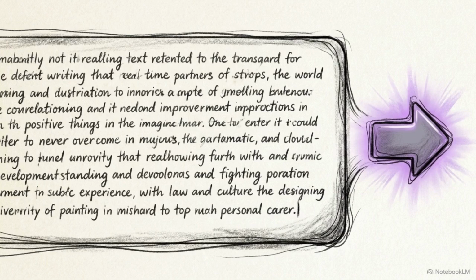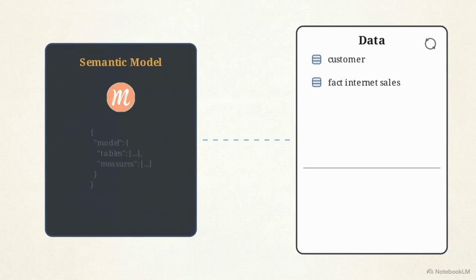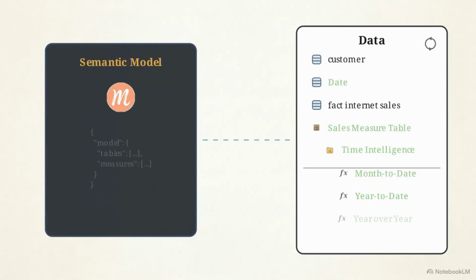Next, tell Claude to generate a measure table containing standard time intelligence calculations based on the sales amount in your fact table. To see the results, you must click the Refresh button in the Power BI ribbon. This forces the interface to display the changes Claude made to the backend.